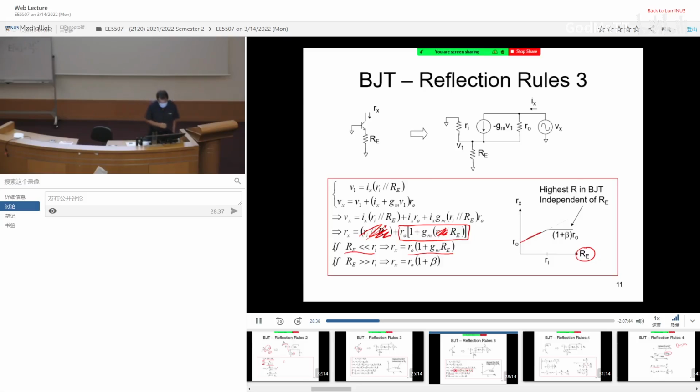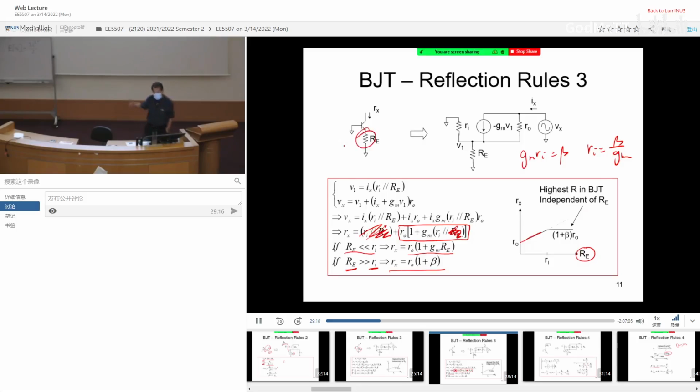Now, in the second scenario, Re now becomes much bigger than Ri. If that is happening, you would be ignoring Re because now Ri is smaller. So you are going to end up having R0, 1 plus Gm Ri. But we know Gm Ri equals beta. Why? Because Ri equals beta over Gm. So in the end, you end up with this. You know R0 is constant.